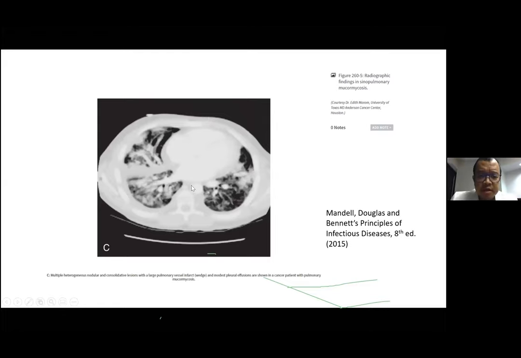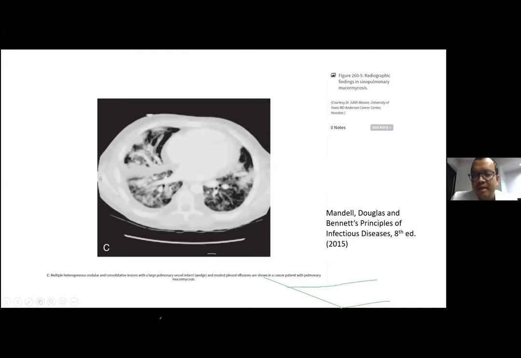Again, in the lungs, you can see diffuse nodules, and there would be a large pulmonary vessel infarct or a wedge infarct. But otherwise, we can see more diffuse pulmonary nodules. And usually we see this very diffuse disease if they're immunocompromised, which is the usual setup for mucor.